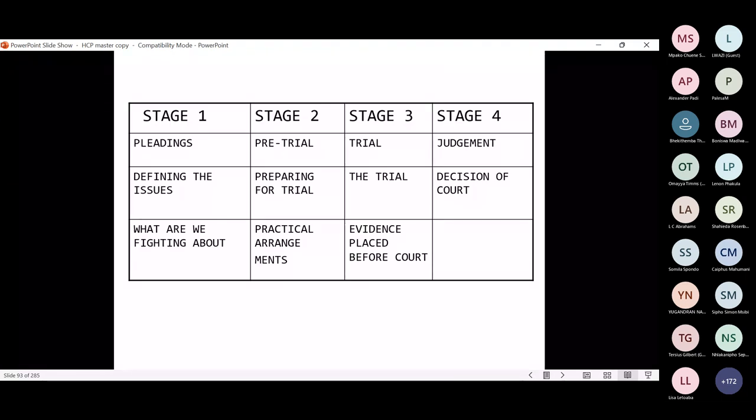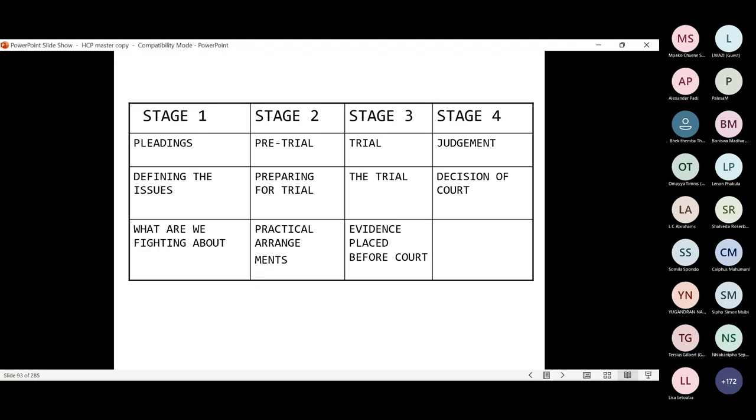Right. In the second stage, we have the pre-trial stage. This is the preparation for trial, where we have discovery, pre-trial conferences, case management meetings, exchange of evidence, all of that, all the practical arrangements. And then the third stage is the trial, where we place the evidence before the court by calling the witnesses. And then obviously we have the judgment, where we have the decision of the court. There can even be a fifth stage, that is the execution of the judgment. Or the fifth stage can be an appeal, and then the sixth stage, execution of judgment, if you want to have more.